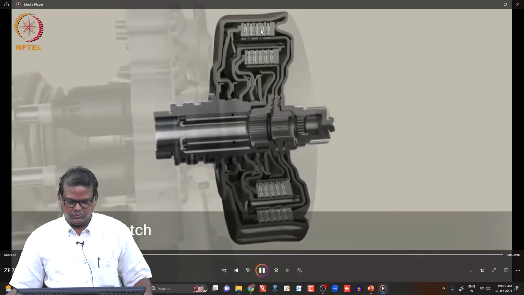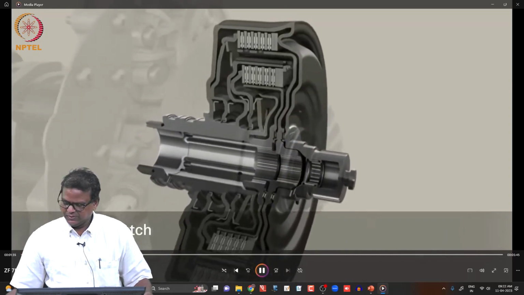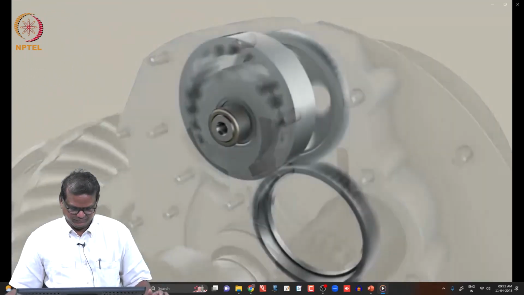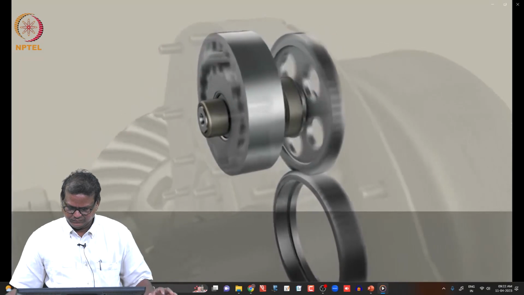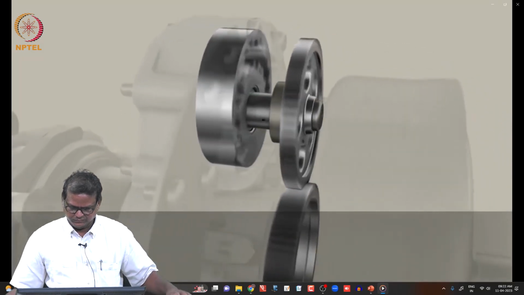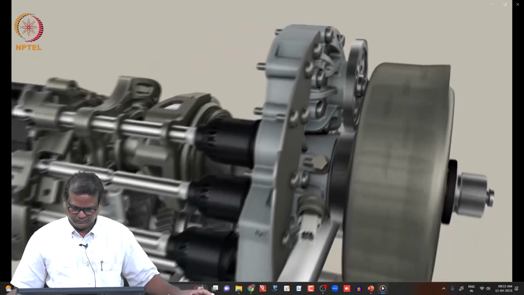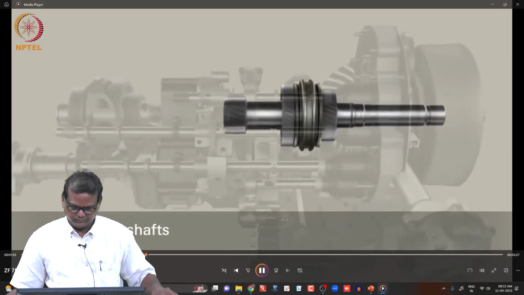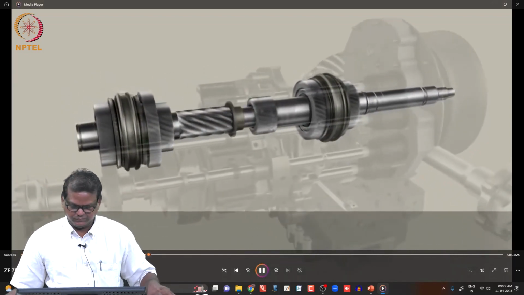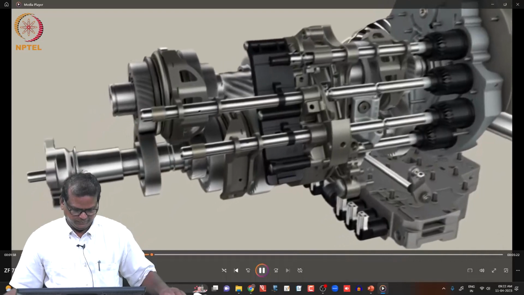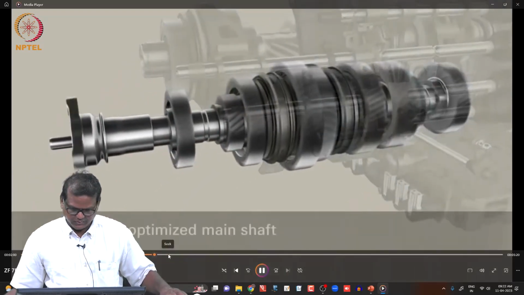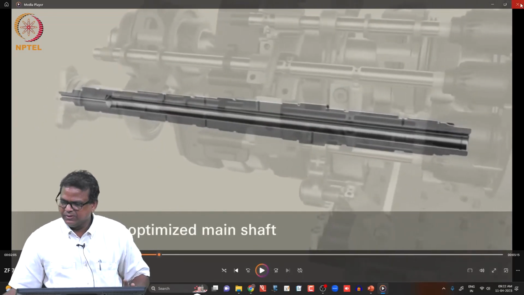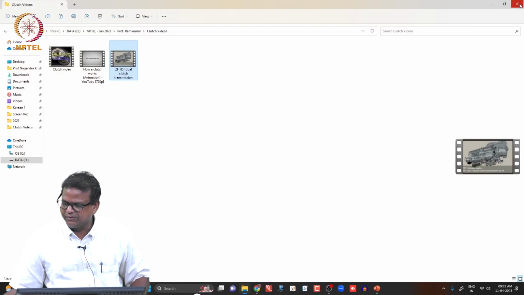You can see that dual clutch system. So at any given time, one clutch is always engaged. This is the gearbox. I think we will stop. Just the understanding of the clutch is enough.